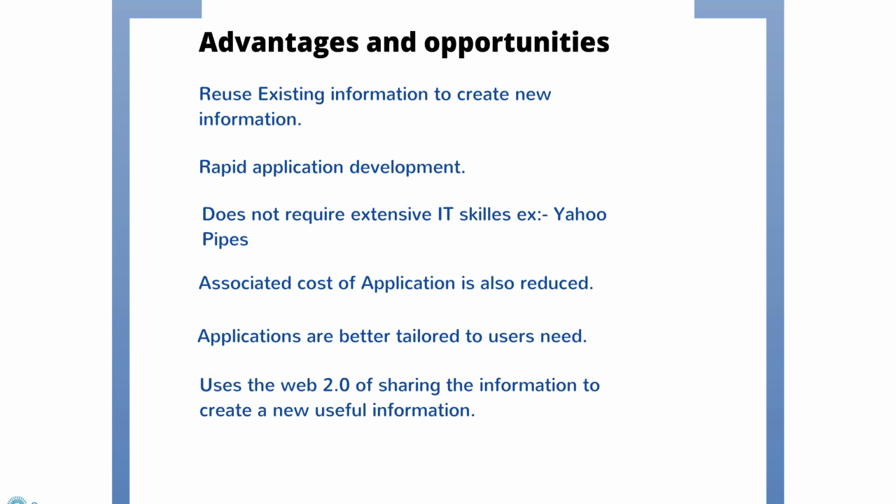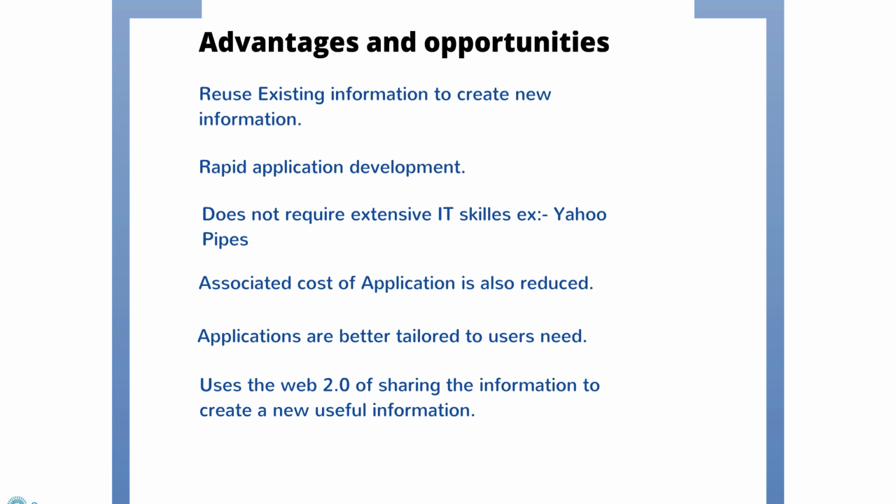The fifth one would be that applications are better tailored to users' needs. As we have shown before, users can create applications according to their needs, not actually going on to one particular website to look for one piece of information and a second website to look for the second. Rather, they can use two websites to create a mashup and make one web application or website to give them more information about what they're looking for.